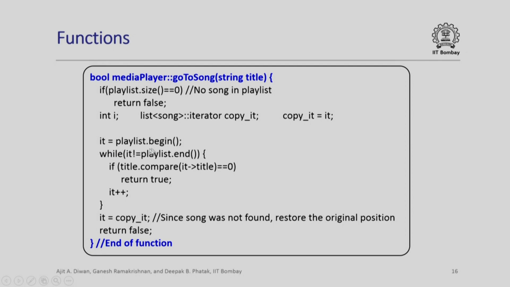So playlist.begin is the point that I set IT to, and while the playlist has not ended, I will iterate around. I will use the comparison operation using title, and if the comparison title.compare is 0, I will return true, set IT to plus plus. At the end of this, I will say copy IT. Since the song was not found, I will restore it to the original position and return false.